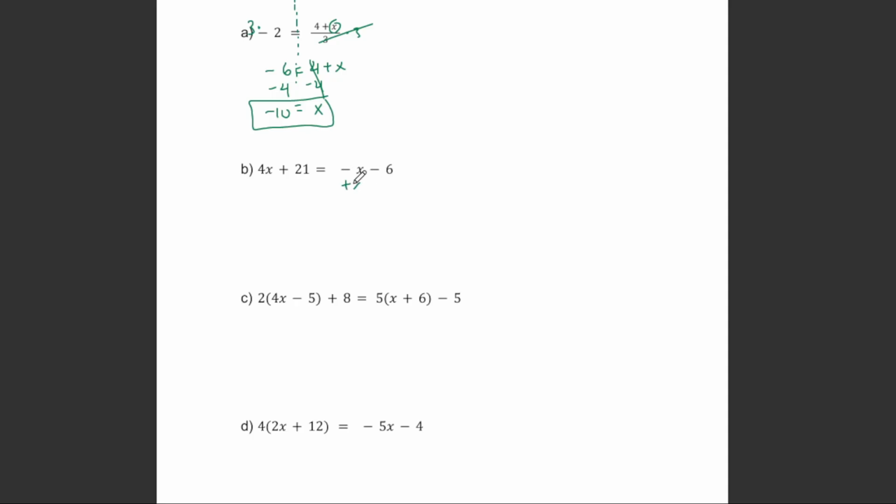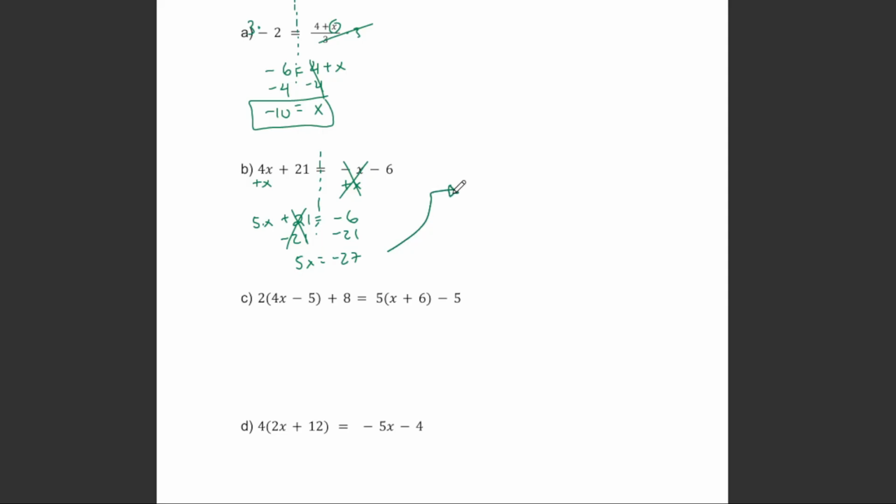So let's do plus x here. Let's do plus x over here. Let's draw this little line down here. So this cancels out. On the right, I still have that minus 6. But on the left, 4x plus x is 5x plus 21, right? Now, remember, this is being multiplied. I want to get rid of that 21 first. So I'm going to minus 21, that goes away. 5x is equal to minus 27.